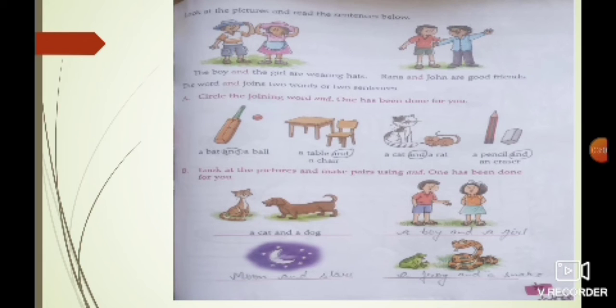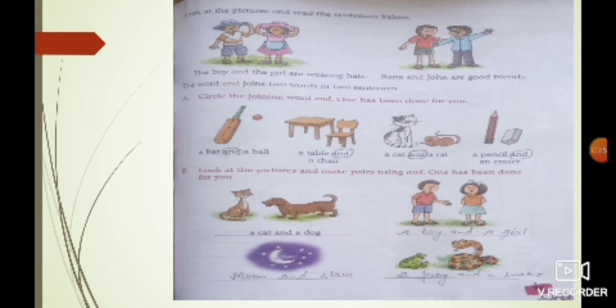Now, moving ahead, we'll see page number 73. Look at the pictures and read the sentences below. Children, everyone look into your book. See the first picture. Here, a picture of a boy and a girl. And what is written? The boy and the girl are wearing hats. See the picture? A boy and a girl are there and both are wearing hats. So the sentence will be: the boy and the girl are wearing hats.